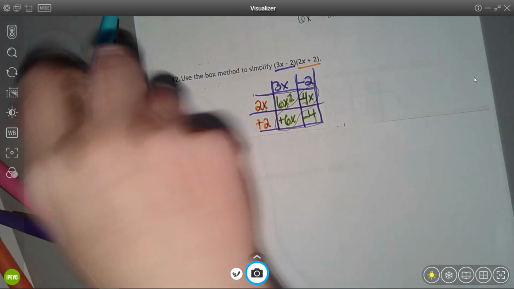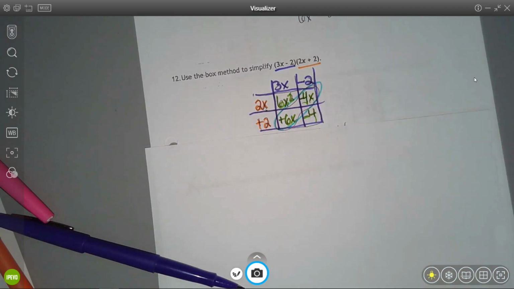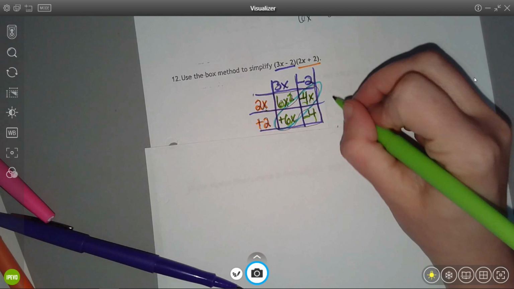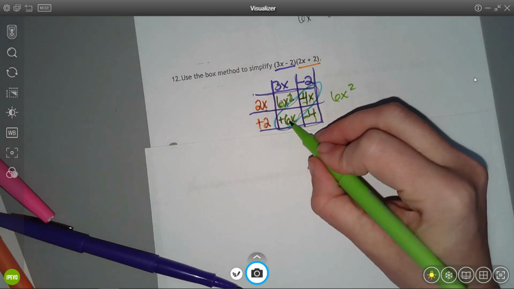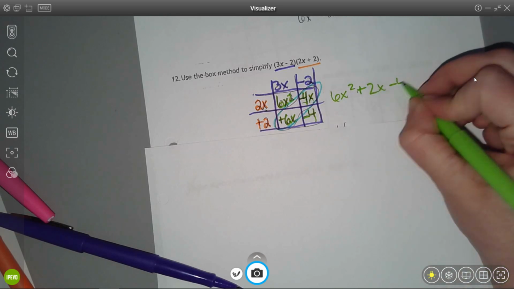Here's the thing. We get a nice diagonal here. The diagonal, circle it, make the peanut. That is going to be your like term. We end up with 6x squared. 6 minus 4 gives me plus 2x, and then bring out the minus 4.